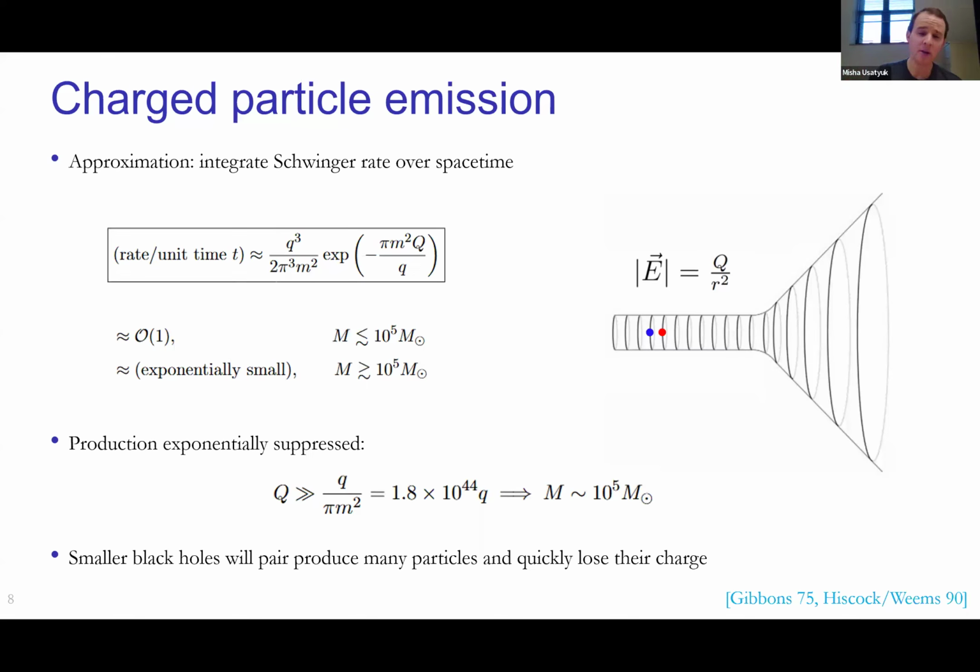And when it loses enough mass through standard evaporation processes below this 10 to the 5 bound, it could then all of a sudden produce many, many electron-positron pairs, and it would quickly lose its charge and become Schwarzschild-like. Okay, good.